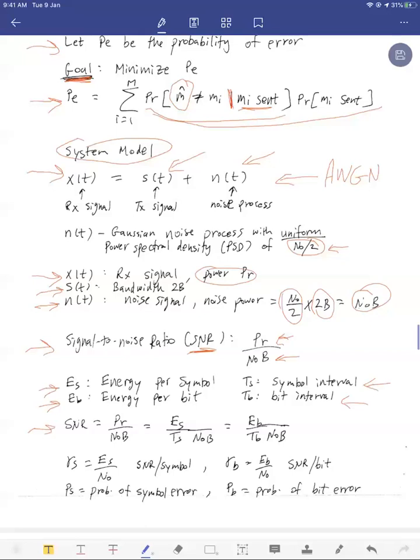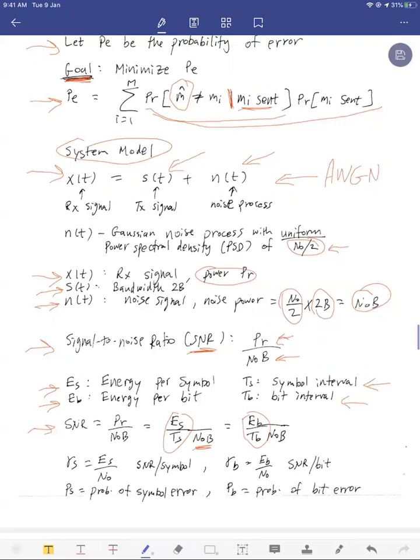So Es was the energy per symbol. So the power is the energy per symbol, Es, per the symbol interval Ts. So this is the signal power. And we already know that the noise power was N0B. Okay, and then the same thing for the bit.